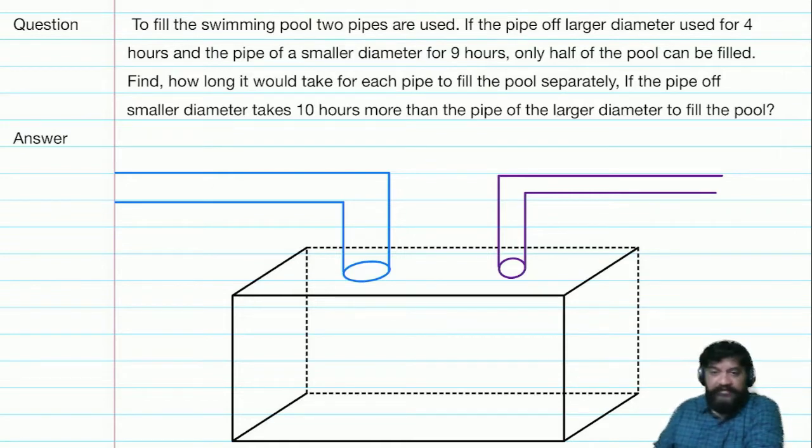So obviously the blue one is of the bigger diameter. Let me call that pipe B. And let me call this pipe A, or pipe S. I think I'll go with pipe S. Okay, great. So what is happening here?